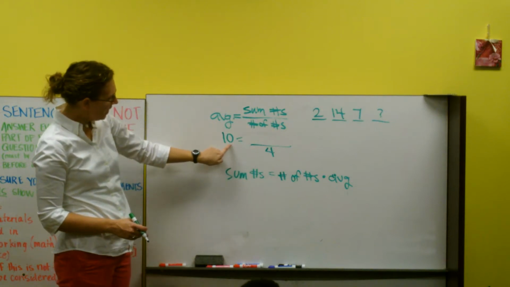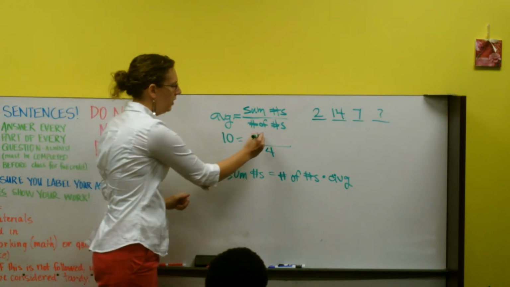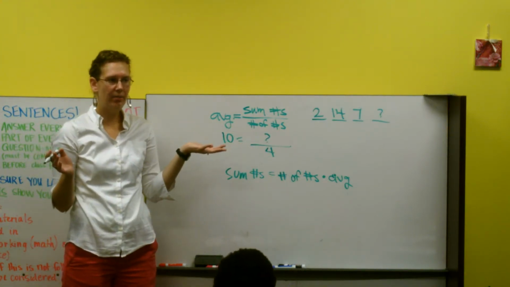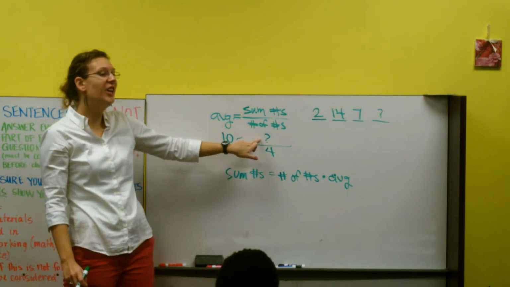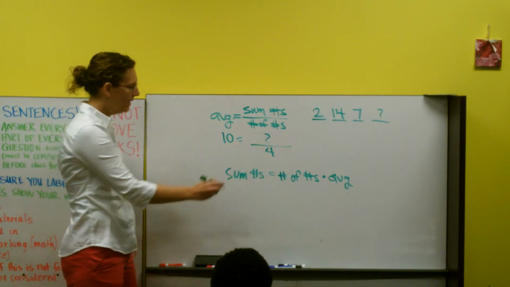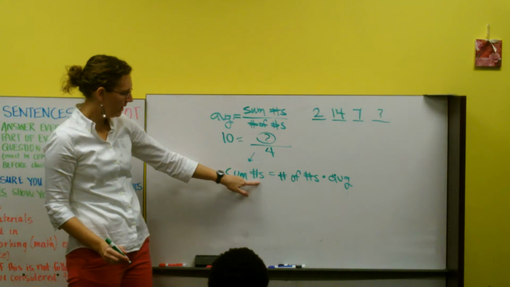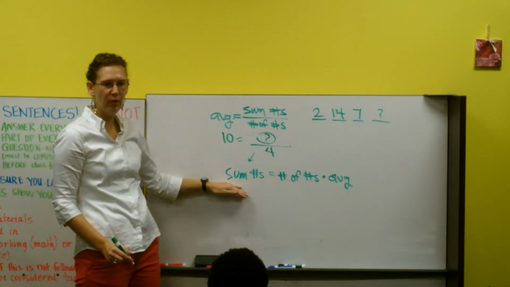So if we know 10 is our average, that's what they told us, and 4 is our number of numbers, do we know our sum? Right now, do we know our sum? That's our unknown, but we can figure it out, right? So we can go down here and use our formula to figure out the sum of the numbers. That question mark was our sum, so we can use this version of our formula.